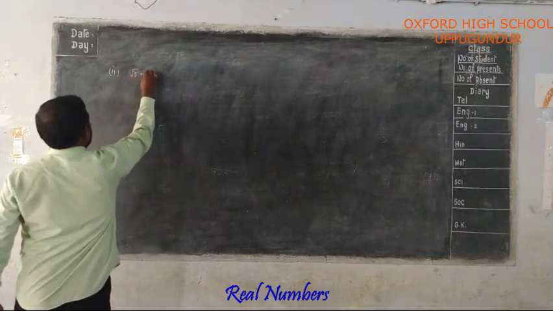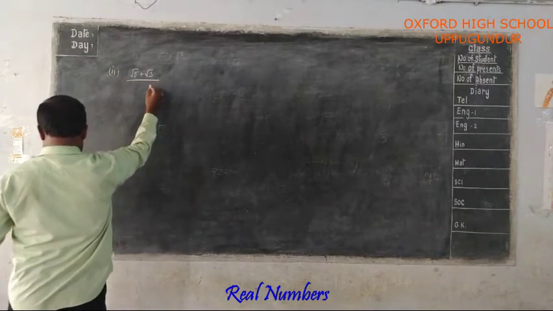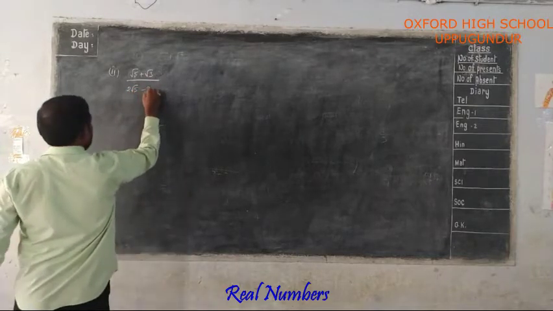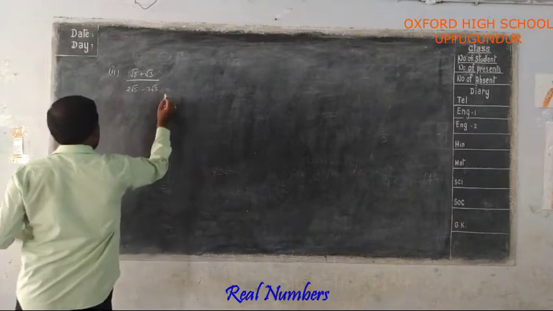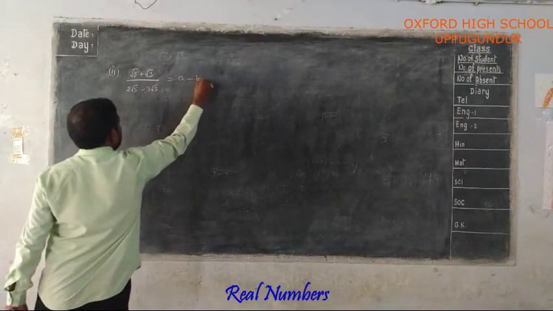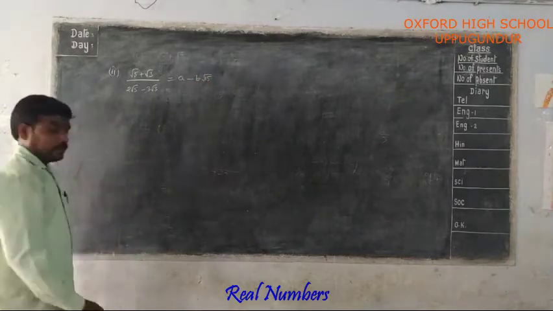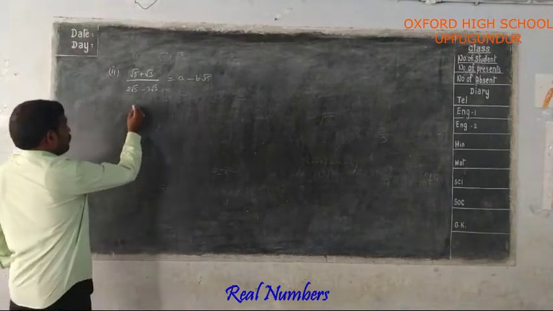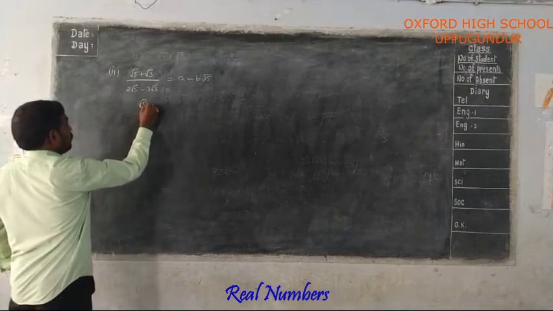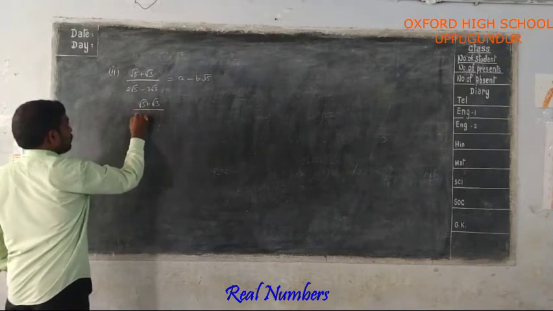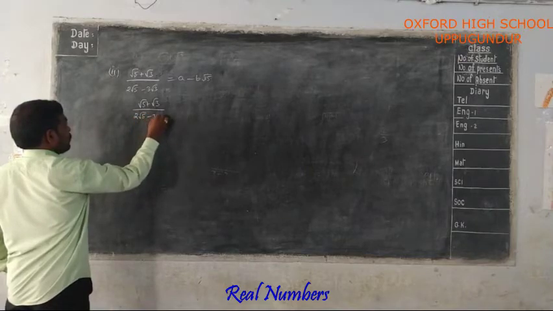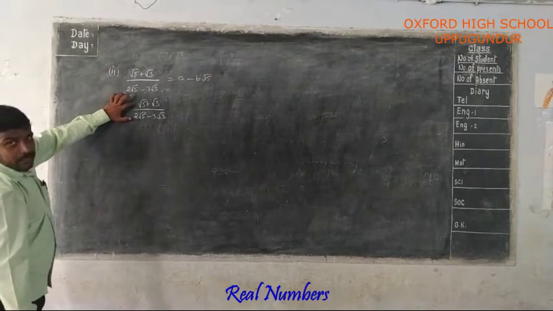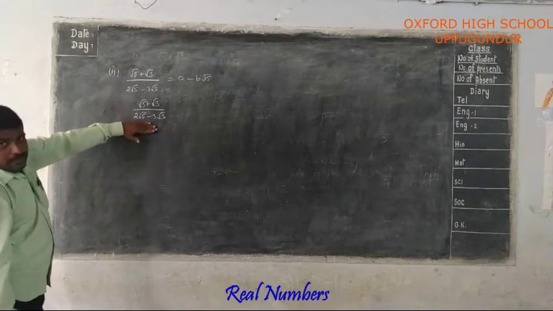Next problem: (root 5 plus root 3) by (2 root 5 minus 3 root 3) equal to a minus b root 15. So here, (root 5 plus root 3) by (2 root 5 minus 3 root 3), this is the irrational number. To find this, first you have to rationalize the denominator.